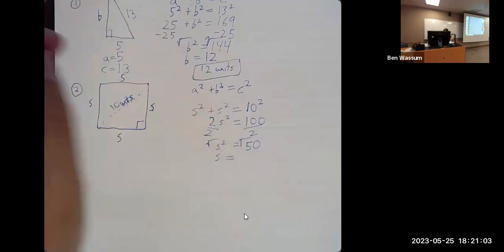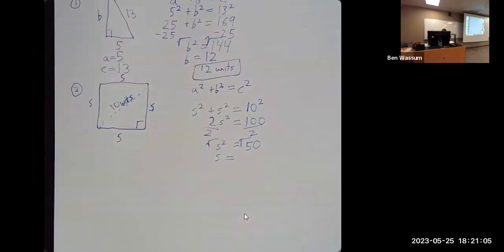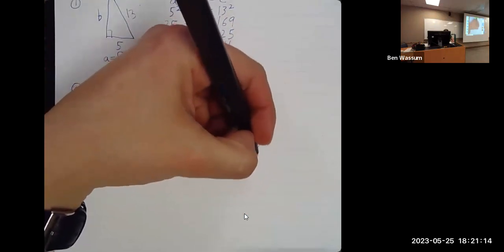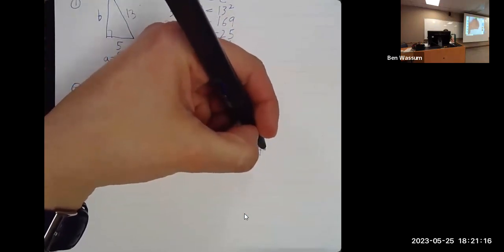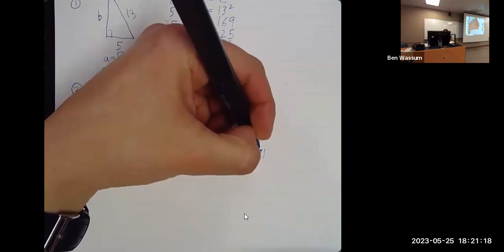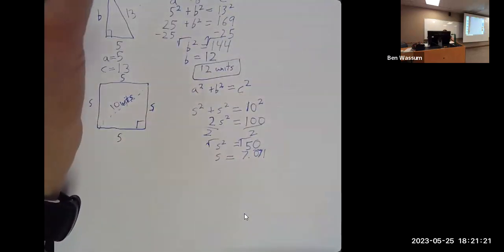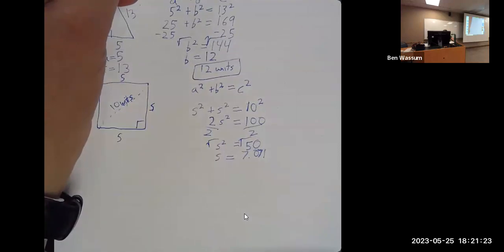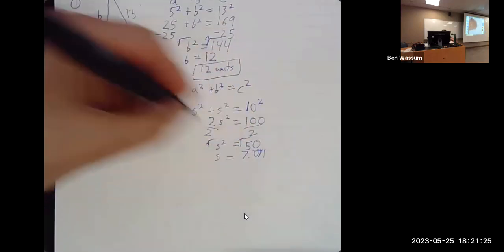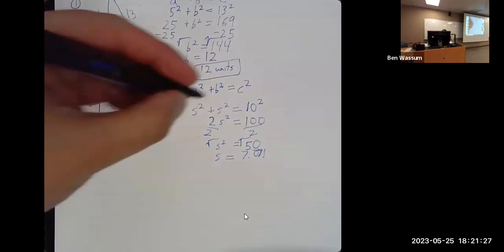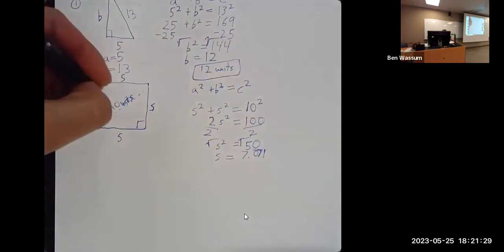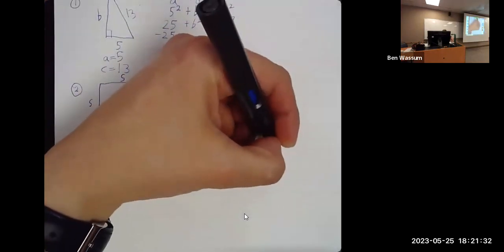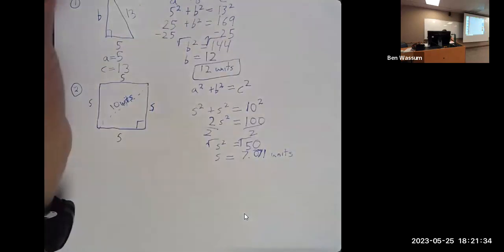Square root of s squared is just an s. Square root of 50, well, it's probably 7 and change. I'm going to go ahead and get a decimal. So I get about 7.071. So this is the length of each individual side. So since this was in units, this one we're also just going to say it's that many units.